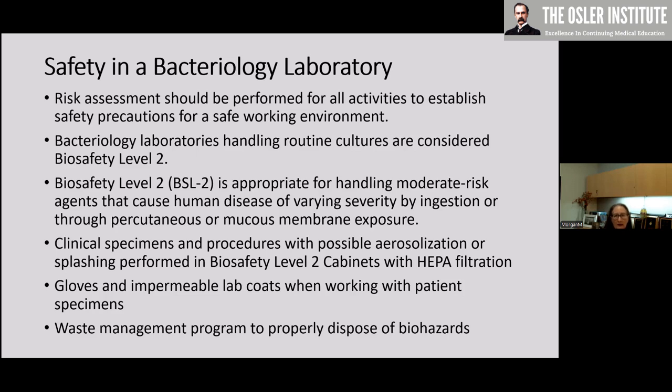So you're going to do anything that would produce an aerosolization in a biosafety cabinet, and you're going to wear gloves and impermeable lab coats when working with patient specimens. Also, you need a waste management program to get rid of all of your biohazards.